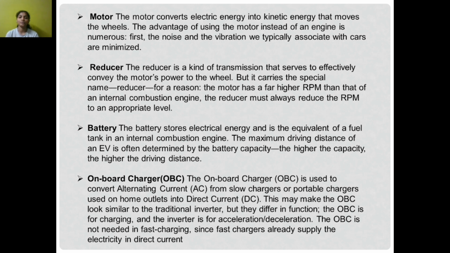Onboard charger, OBC. The onboard charger OBC is used to convert alternating current, AC, from slow chargers or portable chargers used on home outlets into DC, that is, direct current. This may make the OBC look similar to a traditional inverter, but they differ in function. The OBC is for charging and the inverter is for acceleration or deceleration. The OBC is not needed in fast charging since fast chargers already supply the electricity in direct current.